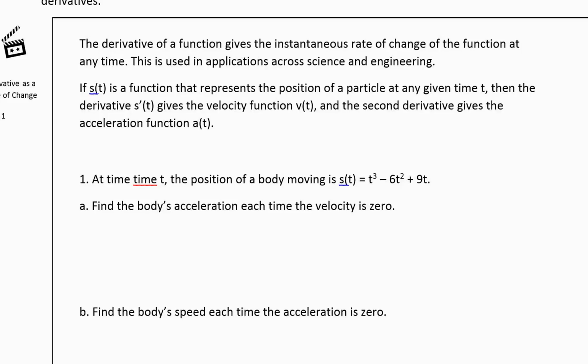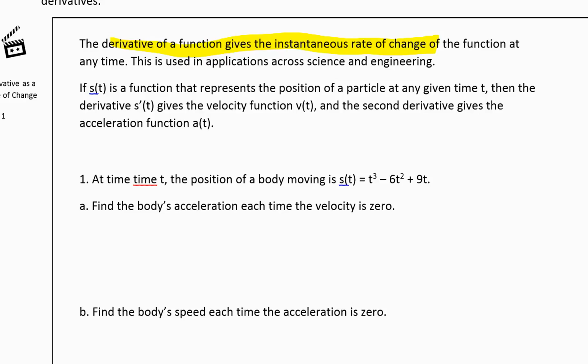Now that you know how to take derivatives, we're going to look at applications of derivatives. So in this video, we're going to look at one of the simplest applications, and that's the fact that a derivative gives the instantaneous rate of change. So it gives how a function is changing at one moment.